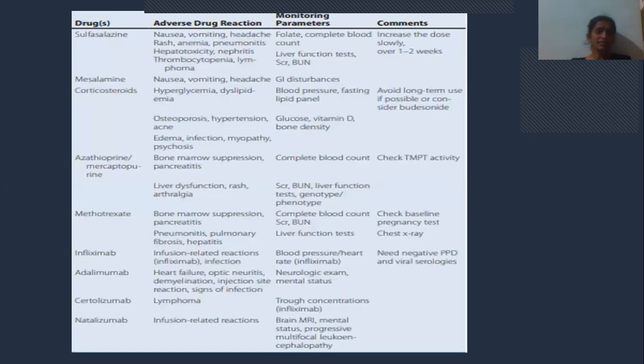So here are the drugs which are generally used for treating Crohn's disease, and what are the adverse drug reactions involved, and what are the monitoring parameters.